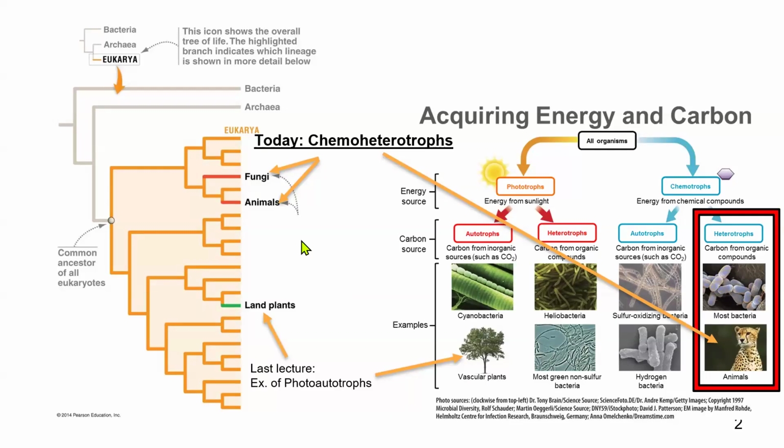Okay, so we're going to pick up where we left off. We just finished up talking about vascular plants as our examples of photoautotrophs and how they acquire nutrients and spread them throughout their plant bodies. And now we're going to talk about chemoheterotrophs, using fungi and animals as our examples for how they acquire nutrients as well.